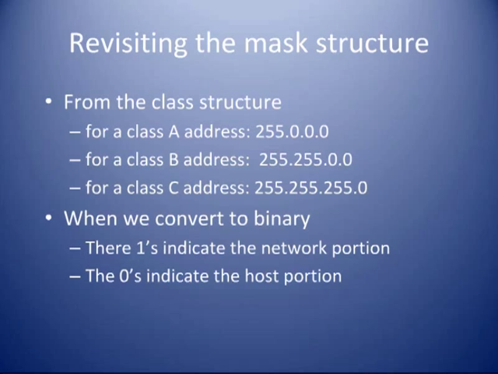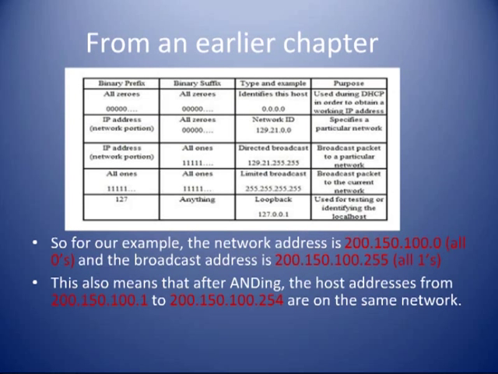Okay, now this is from an earlier chapter in the book when I'm going over IP addresses, and I hope that you can read the slide okay here. Now if we keep the idea from the previous slide where the ones indicate the network portion and the zeros indicate the host portion, another way to say that is that the ones constitute the binary prefix. The prefix is the network portion. And the zeros constitute the binary suffix or the host portion.